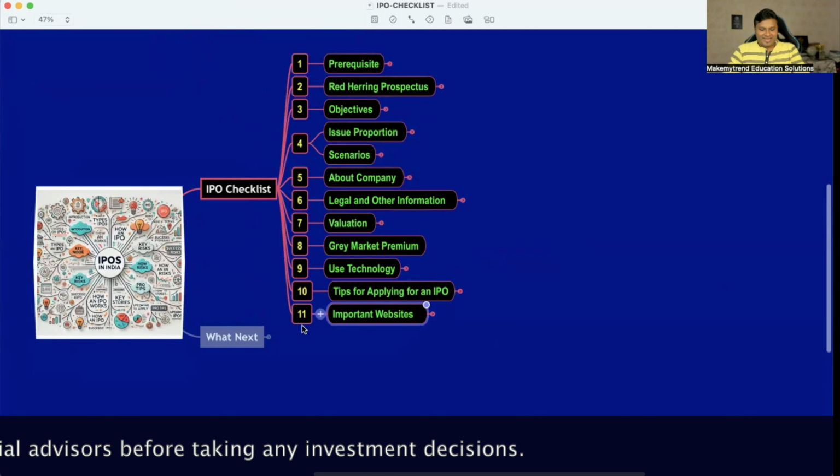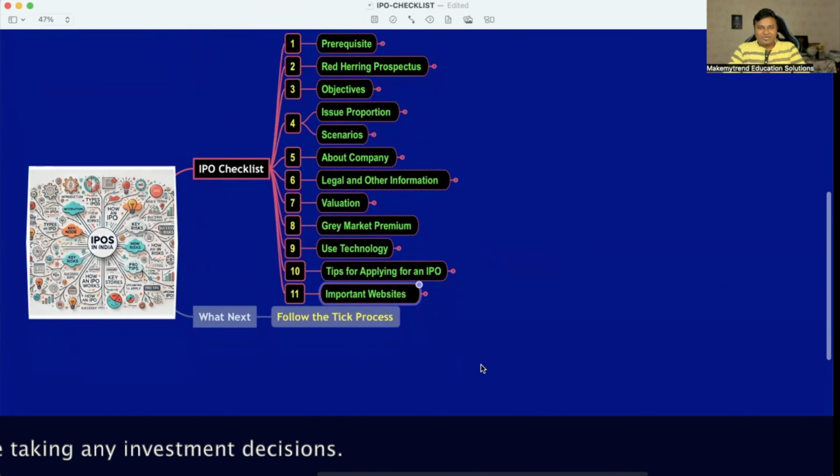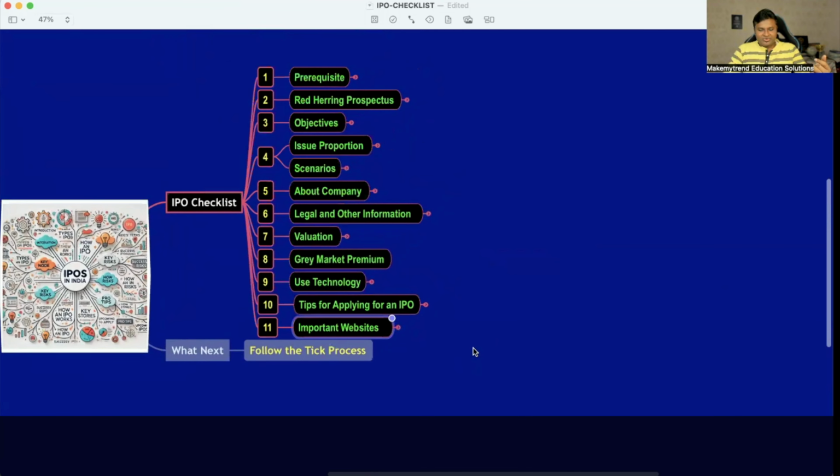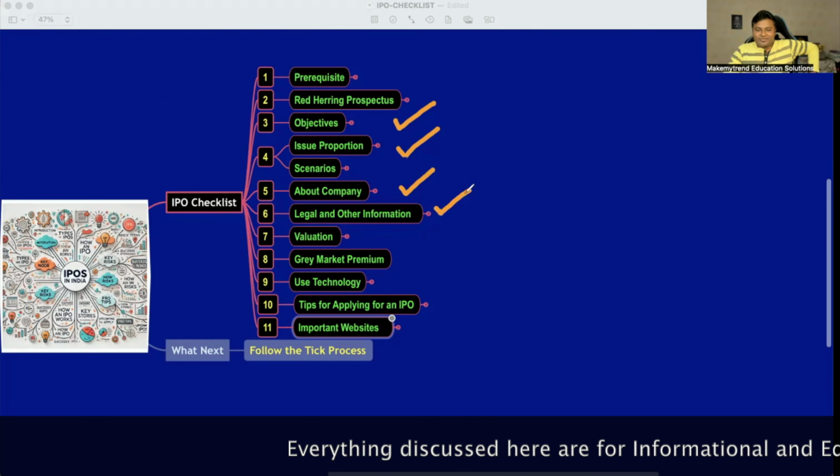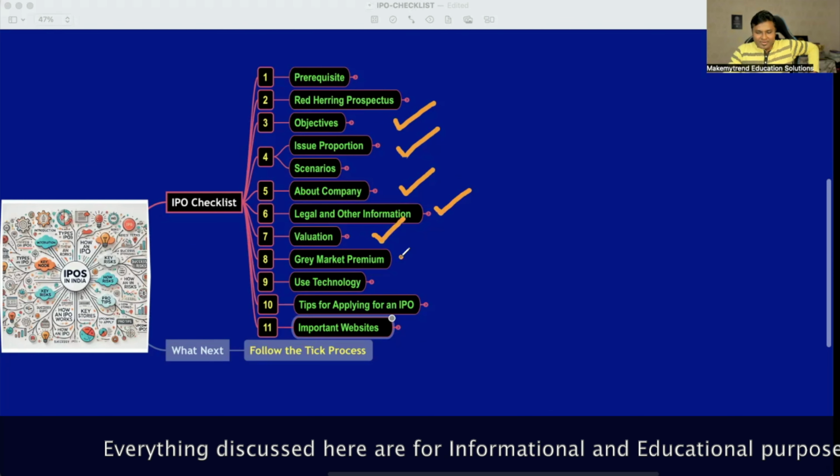Okay, now what next? What next is very simple. Always remember one thing: you can follow the tick process. What do I mean by tick process? Whenever you are doing the analysis of any of those IPOs, as soon as you are done with the IPO analysis, you can have a tick. Tick means something like whether the objectives of that particular company are good or not. Then is the issue proportion good or not? About the company, is it good or not? How about the legal information? How about the valuation of the company? How about the GMP of the company?